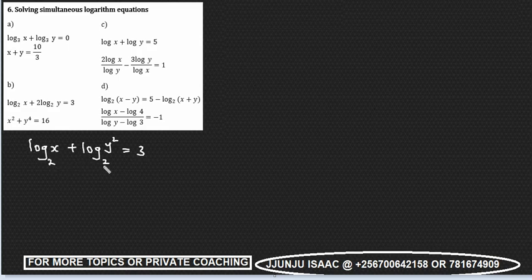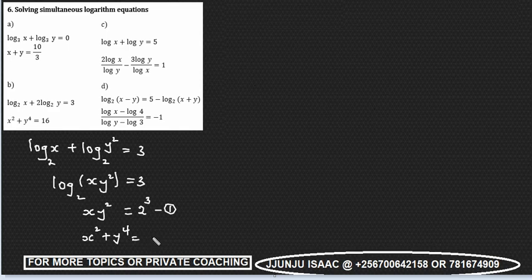Since this is the same base, I will write log base 2, then xy squared is equal to 3. Then xy squared will be equal to, now this is log base 2, so if we have to remain with xy squared here, this 2 will be here as a base, then what we find there will be the power. So this is one equation. The other equation given is x squared plus y power 4 equal to 16.